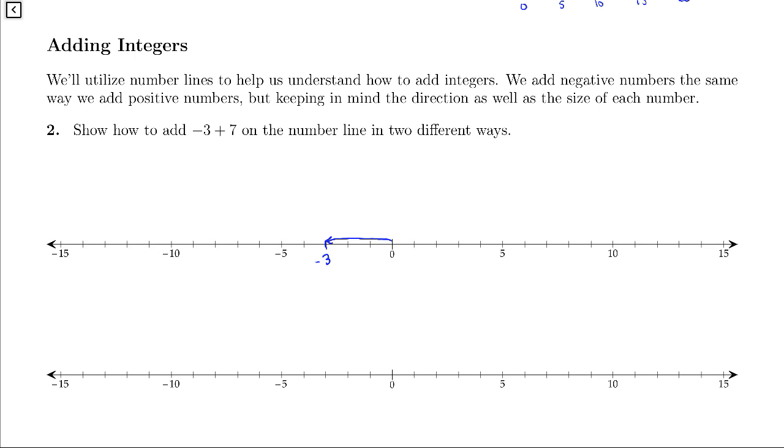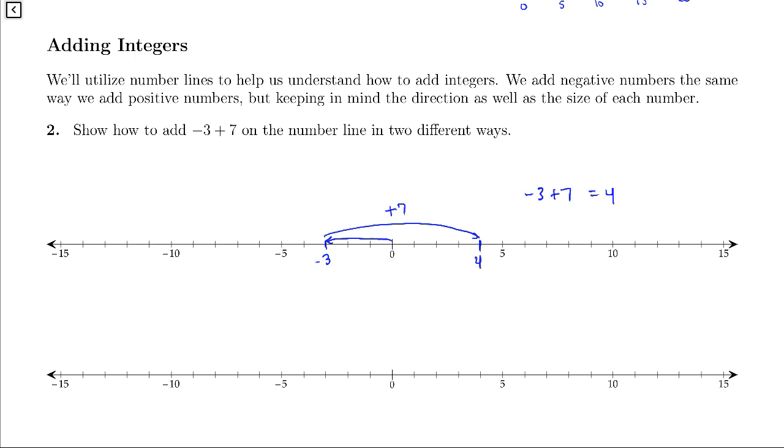And so -3 plus 7, we could go from 0 to -3, and then from there, we would add 7, which looks like going 7 places to the right of where we are. And we would end up at 4. So -3 plus 7 is equal to 4.